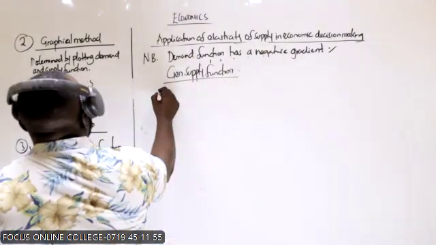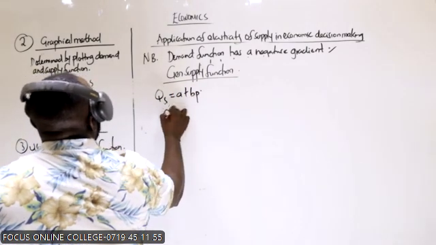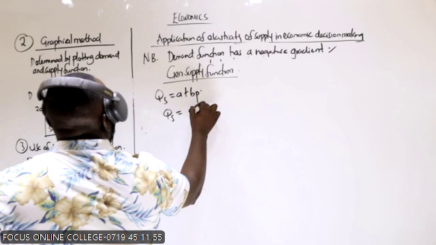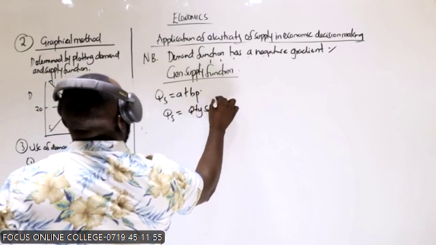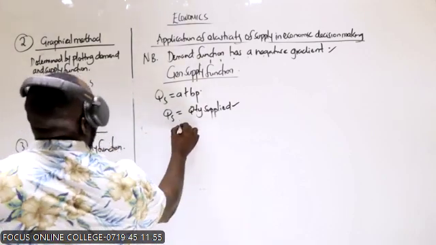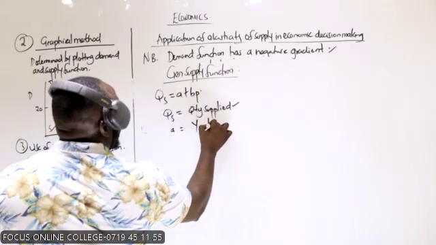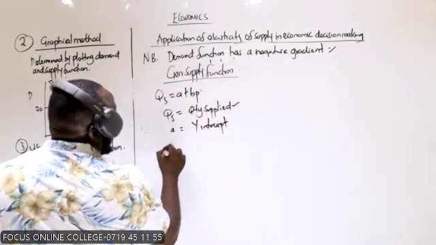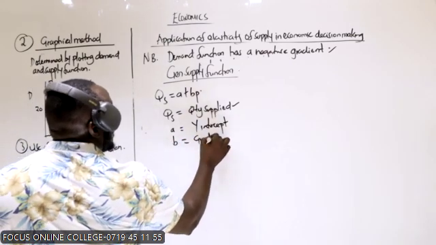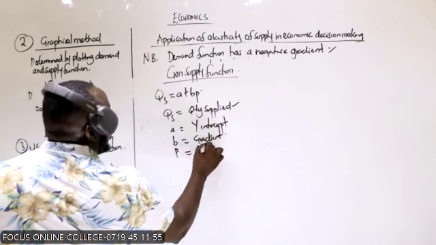So the supply function is QS equals A plus BP. QS is the quantity supplied. A is the y-intercept. B is the gradient. P is the price.